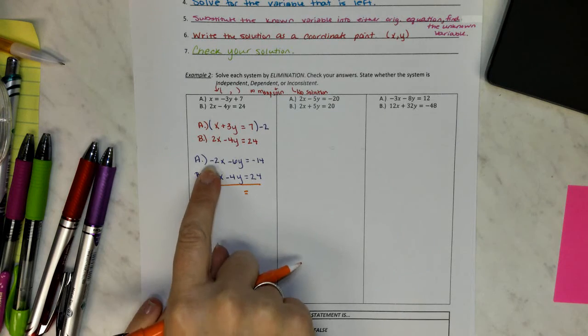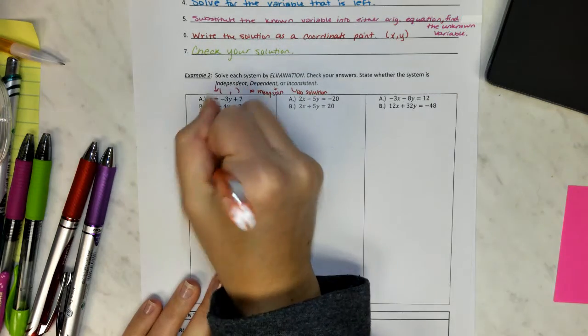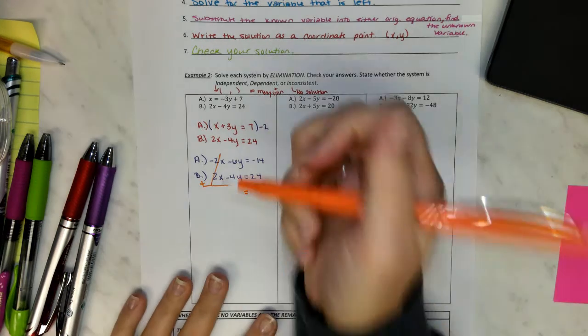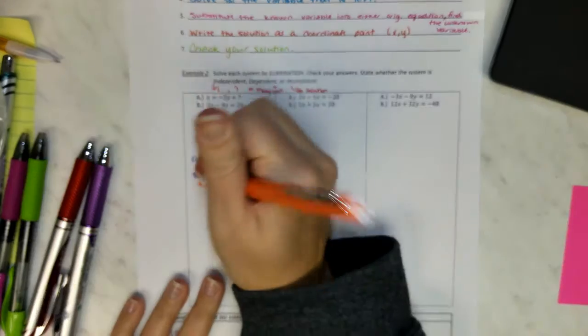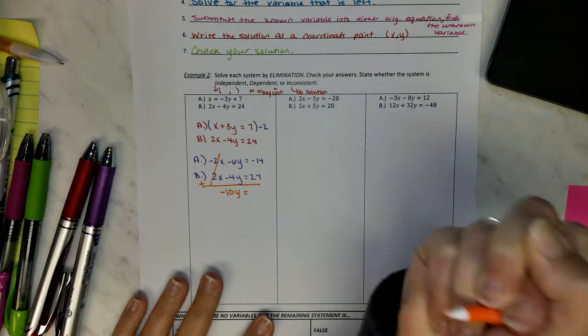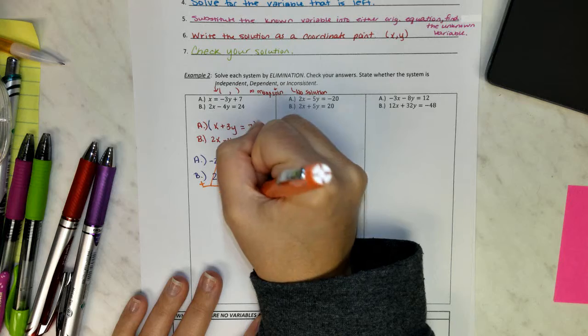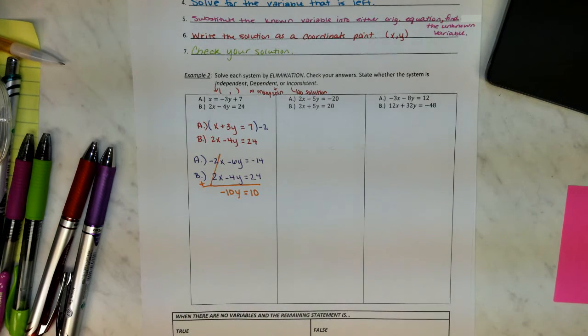-2x, I'm adding like terms together. -2x and 2x go away. They eliminate because it's 0x. That's nothing. -6y and -4y is -10y. -14 and 24 is 10.